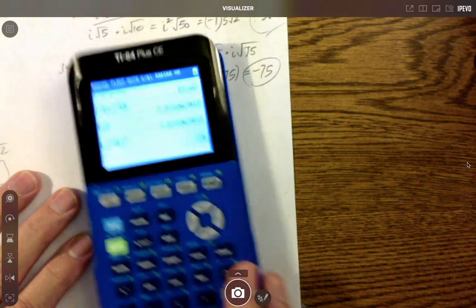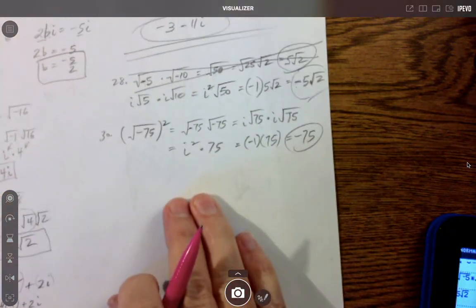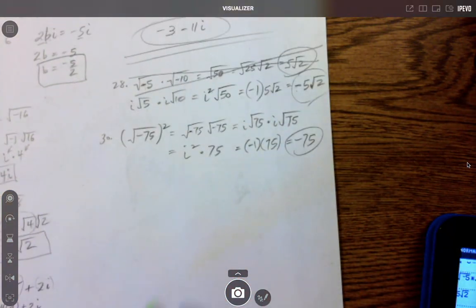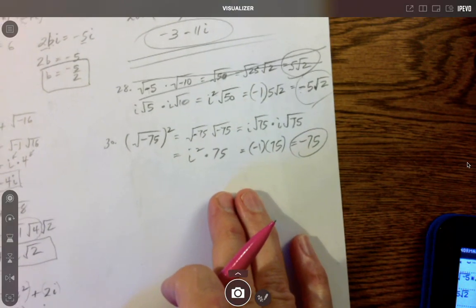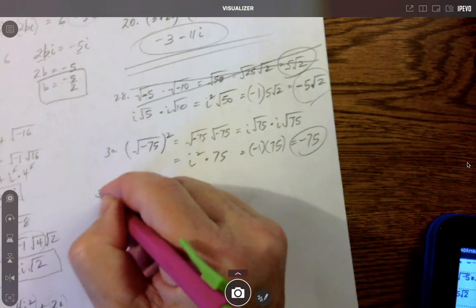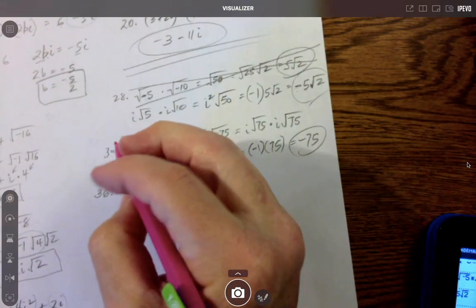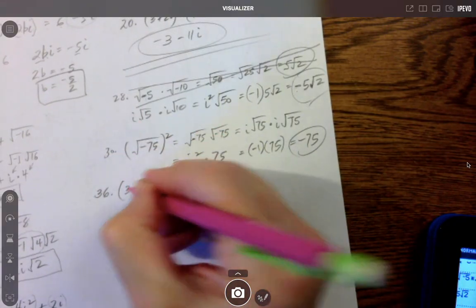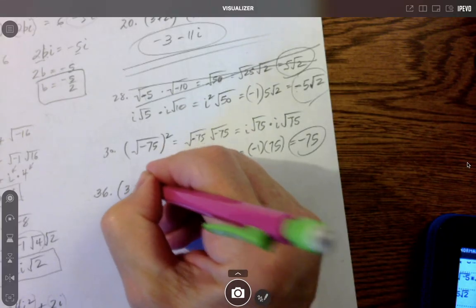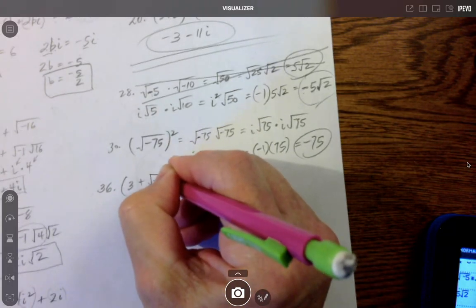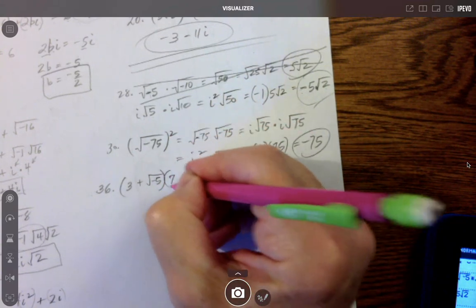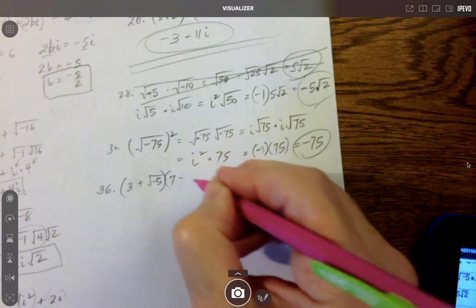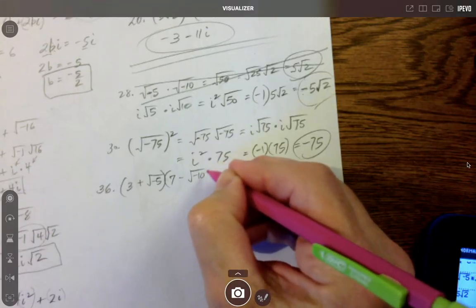All right. So that's 30. All right, I'll do one more. Let's do 36. So this is 3 plus square root of negative 5 times 7 minus square root of negative 10.